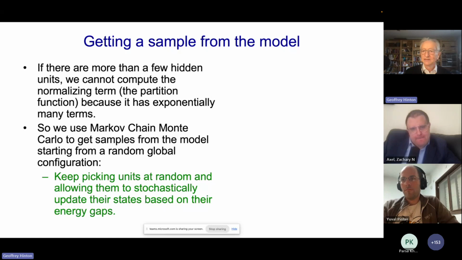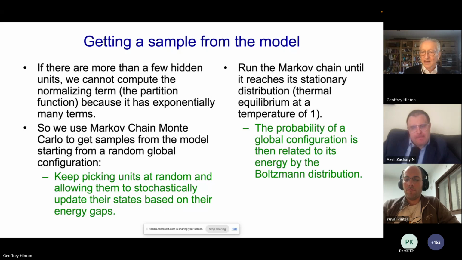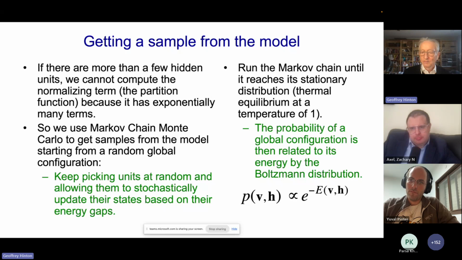That's just what I said. And you do that at a temperature of 1. So you've got a sample from the model running at a temperature of 1. And the probability of getting any particular sample will be the same as the probability you could have computed if you could do the computation, which you can't because it's too big. So the probability of getting a joint configuration of the visible and hiddens would look like that.